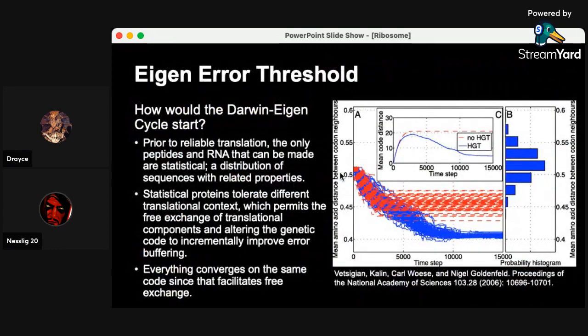And so this comes back to what Eric Smith also talks about in his book with Morowitz. Prior to reliable translation, the only peptides and RNA sequences that can be made are statistical. Basically, you cannot ensure the same sequence is replicated over and over again or produced over and over again.